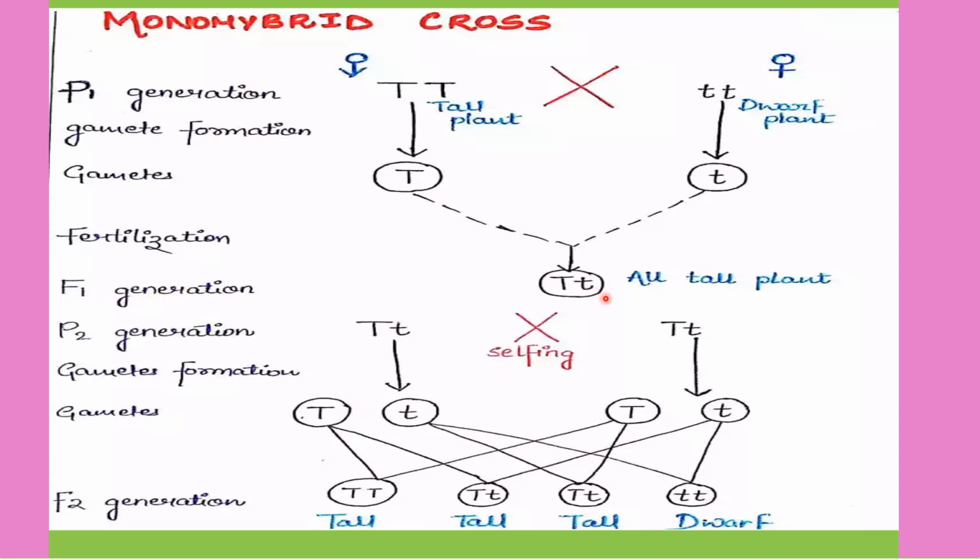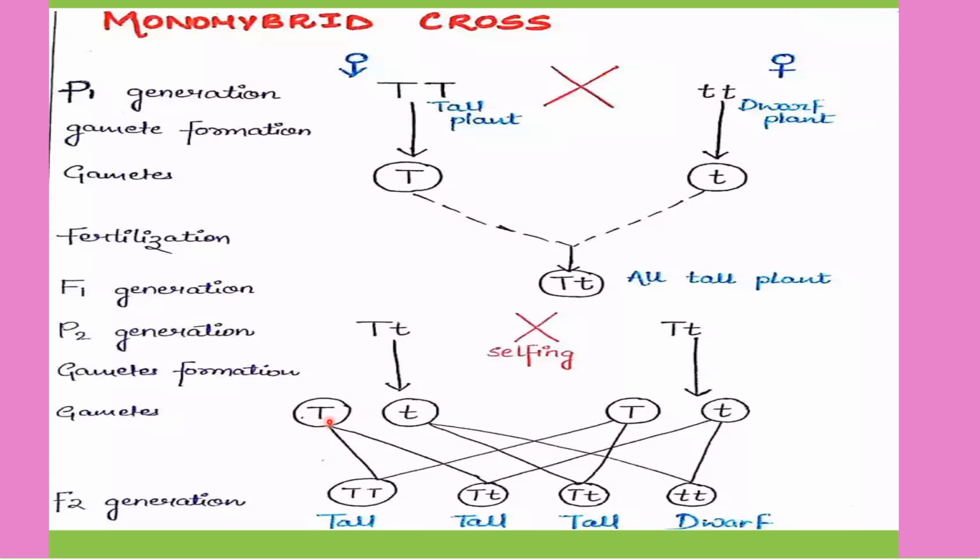This is the F1 generation. Then all the plants will be tall, but heterozygous. This heterozygous progeny, after selfing, will give two types of gametes, capital T and small letter t, from each parent. Then the crossing will be like this, without using a Punnett square.